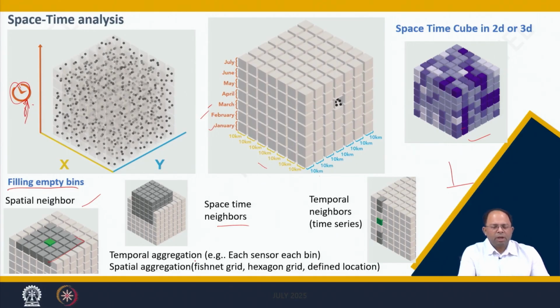So we are doing temporal aggregation here, and then temporal neighbors in time series. Here, instead of taking an average, I can also use a time series, or I can predict how this particular spot is changing, and accordingly determine the current value. For spatial aggregation, we use fishnet grid, hexagon grid, and so on. For temporal aggregation, each sensor could be put inside a bin, and this is how we can analyze the data further.